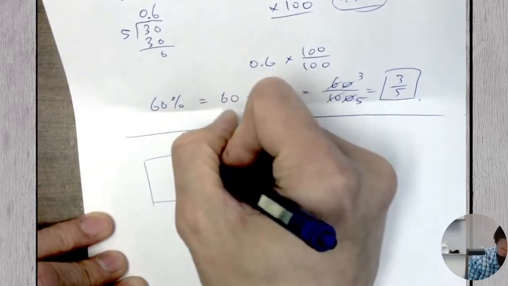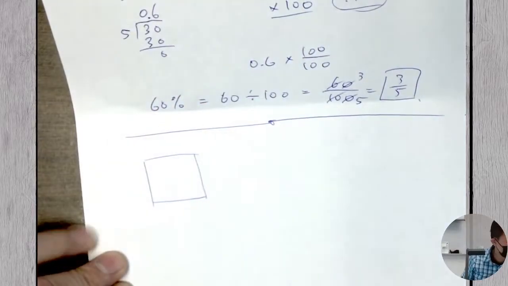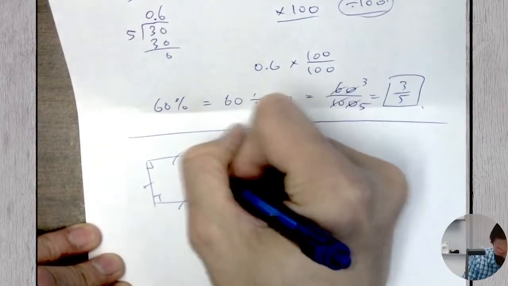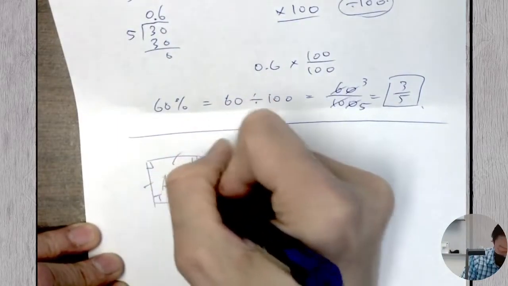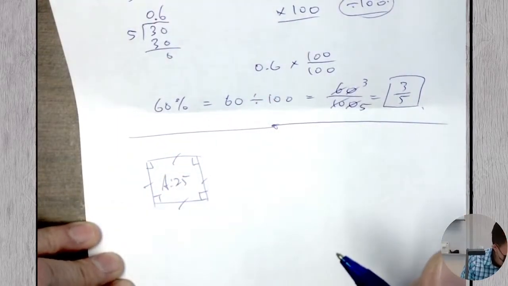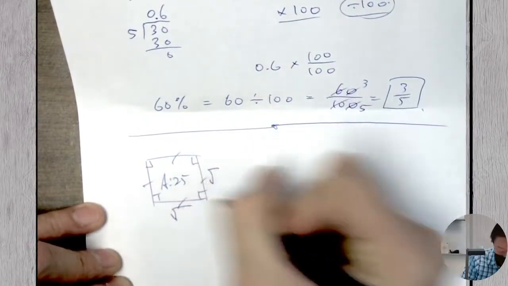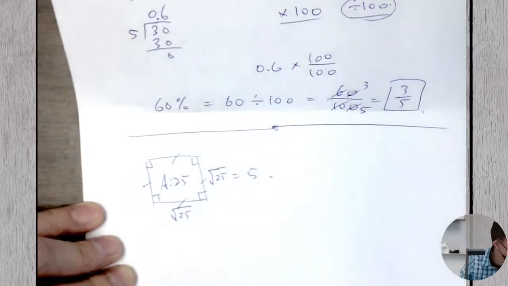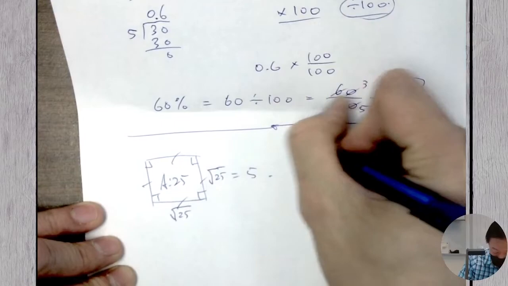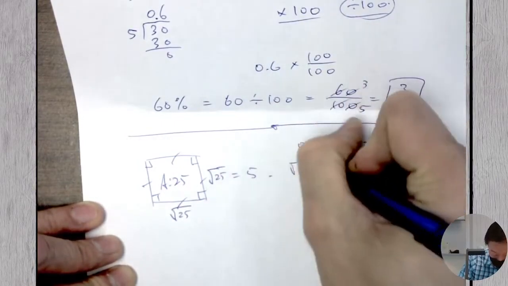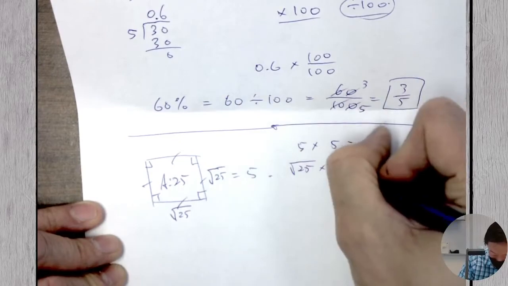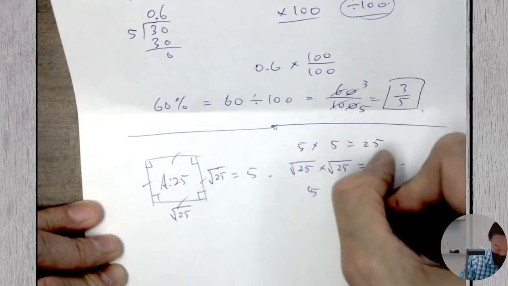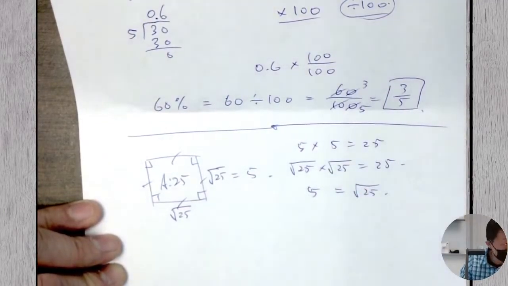Perfect squares, as a picture, are squares with the same length on all 4 sides, and these are right angles. If this area is 25, by definition the side length is going to be square root 25, and we see this number as 5. Yes, 5 times 5 is 25. Square root 25 times square root 25 is also 25. Okay, 5 is square root 25. They are equivalent.